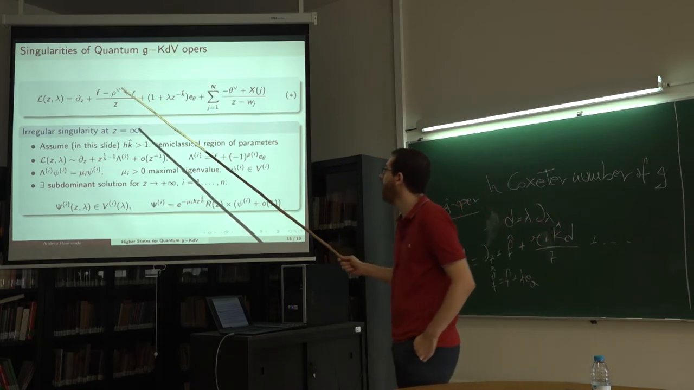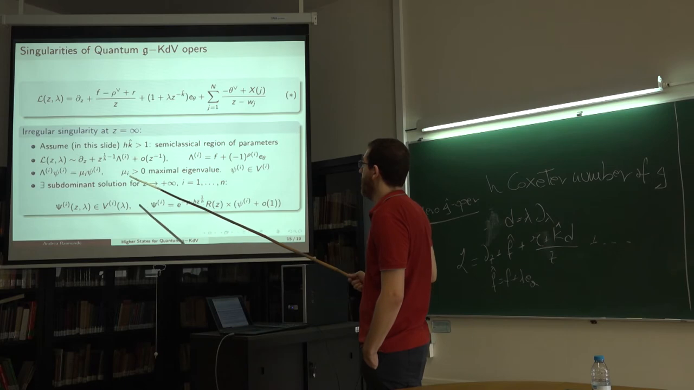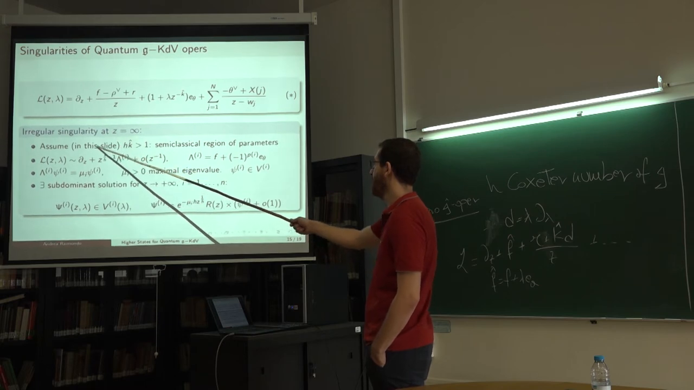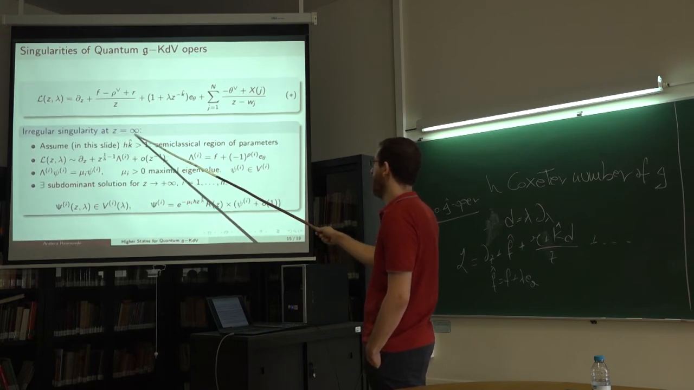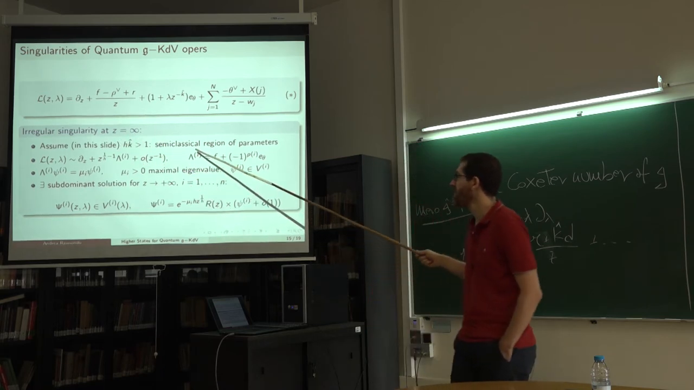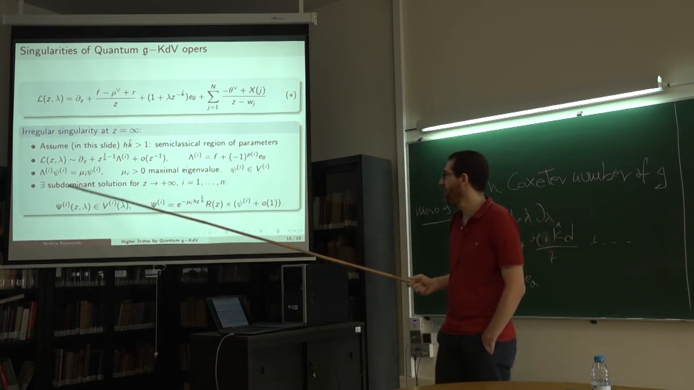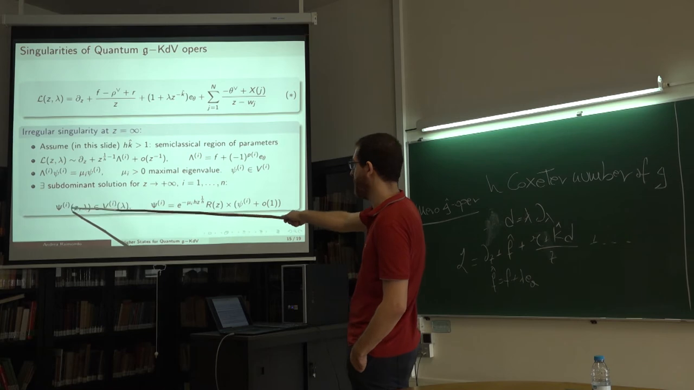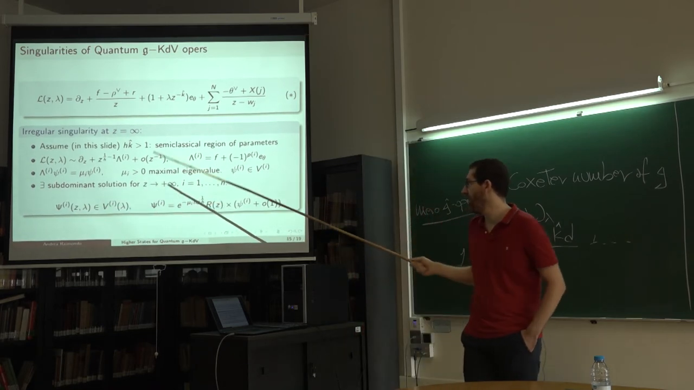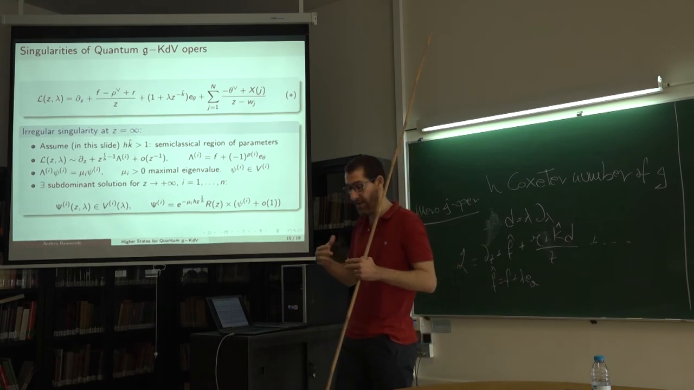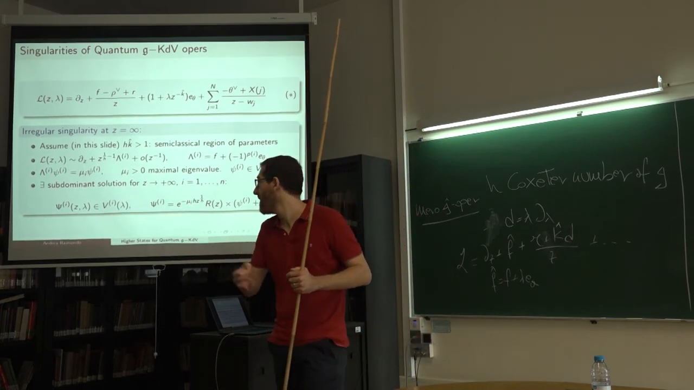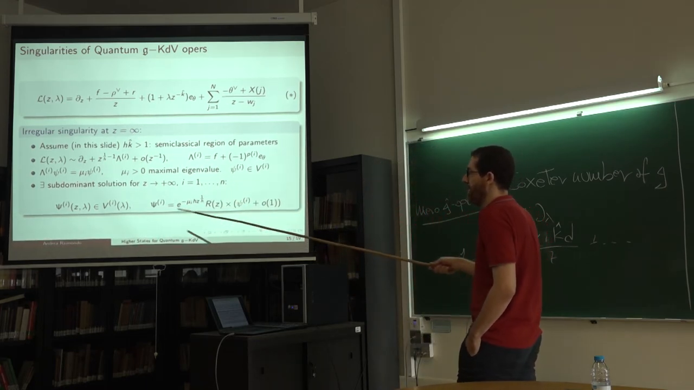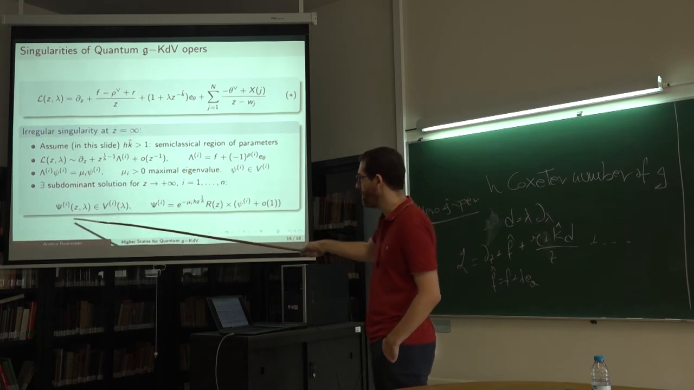Then, at infinity, you have an irregular singularity. To make things a bit simpler, just in this slide, I will assume that we are in the so-called semi-classical region of parameters, and this formula will become nicer. I will skip this, but the point is that there exists for each i a subdominant solution, a solution which is subdominant at infinity in the whole complex plane minus the negative real axis. With this behavior, R is a rational function, and so for each i, you get one subdominant solution.